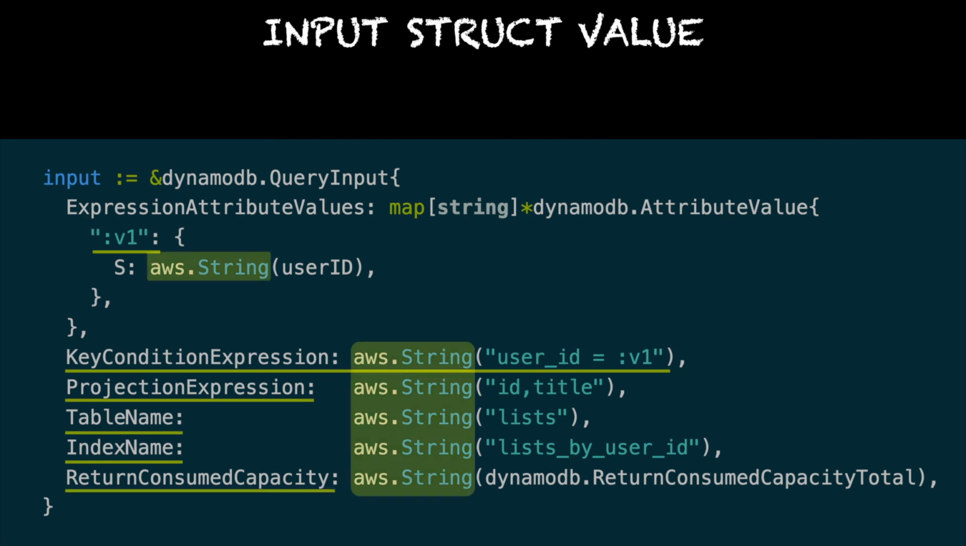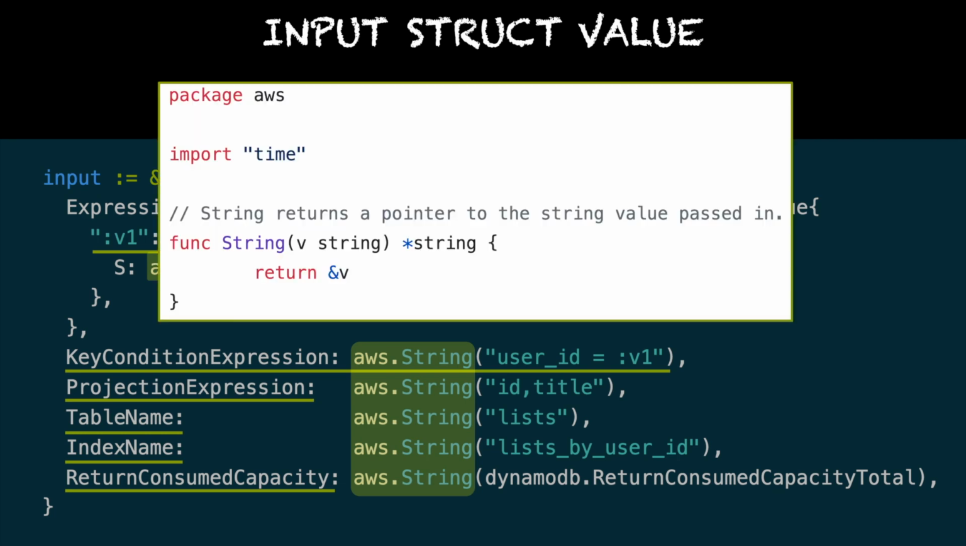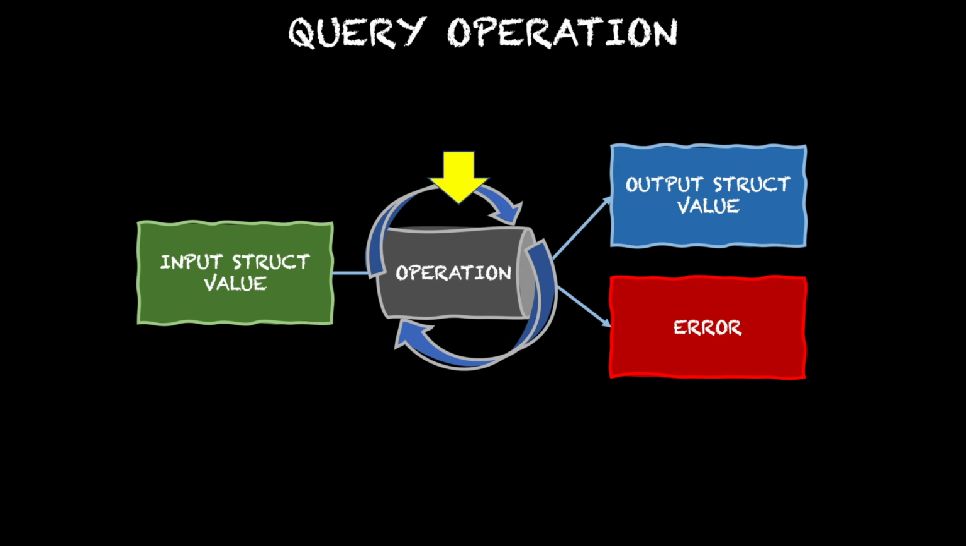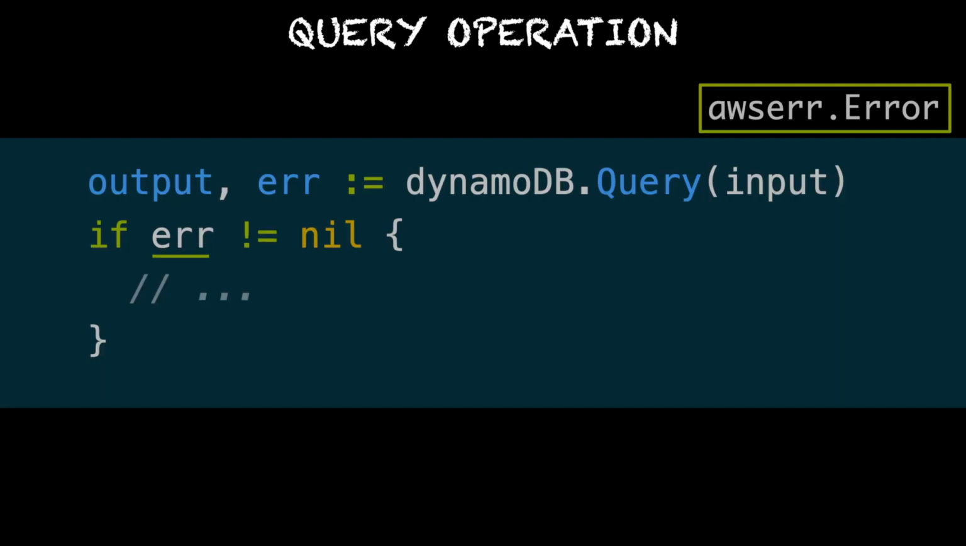Also note all of those weird string methods from the AWS package. Do they produce some bespoke AWS specific string type? Not really. They just provide a pointer to the string as shown in the implementation of this function. Once the input value is created, we just pass it to the desired operation, which produces an output and an error. As explained before, the error may be of AWS type.